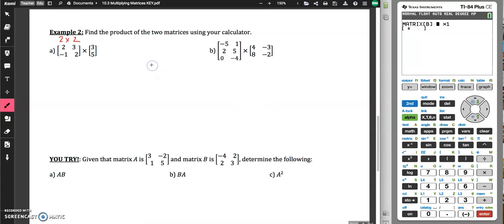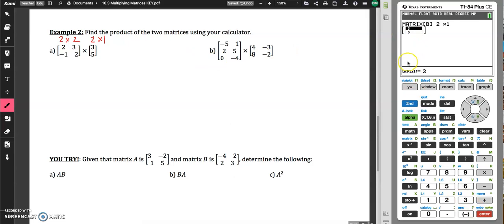This one is a 2 by 1, 2 rows, only 1 column. So 2, enter, that's already a 1, so click enter again. 3, enter, 5, enter, and now it matches the matrix I have here. Okay, so now I have both matrices entered, and what I need to do now is actually go back to the regular home screen of my calculator.